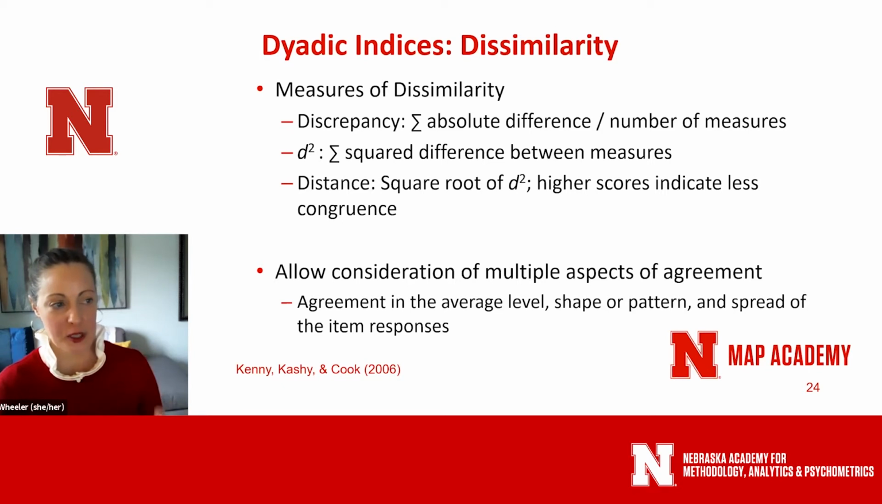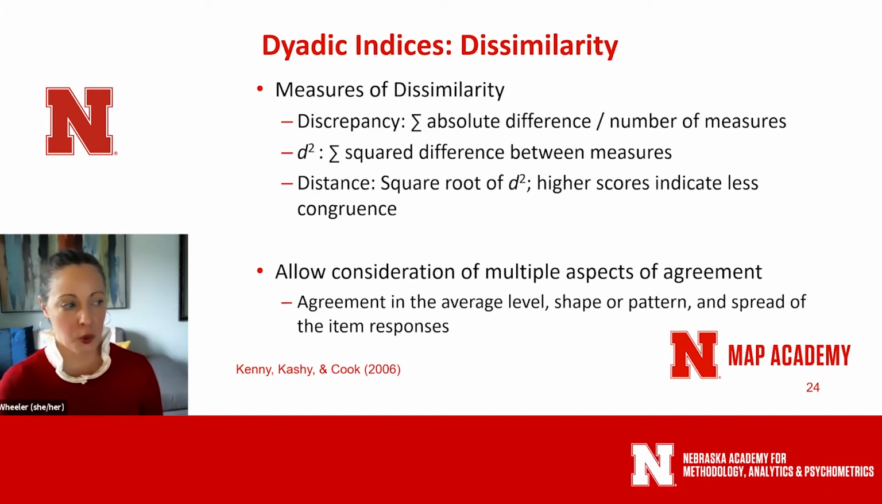As we're talking about these, they may seem very similar, right? It's just a different aspect of similarity. But when you're conceptualizing these and then actually quantifying these measures of similarity and dissimilarity, we go about creating them in different ways. Indices of dissimilarity in particular include something called discrepancy. In this index, we're summing the absolute difference between member scores, and then we're dividing by the number of measures.